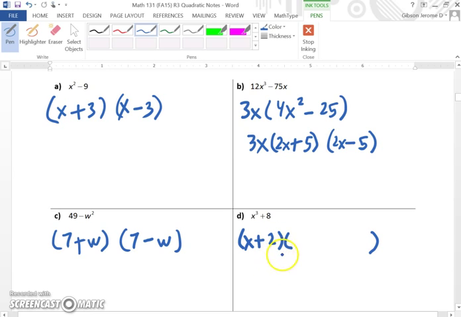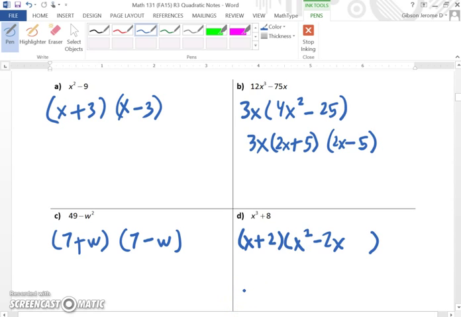All right, so we go to D. Okay, now, to get the first term of D, whatever the first term is in this parenthesis, you square it. So since this is x, this will become x squared. Now, to get the second term, you will multiply these two terms and take their opposite. 2 times x is 2x, right? So it'll be a negative 2x.